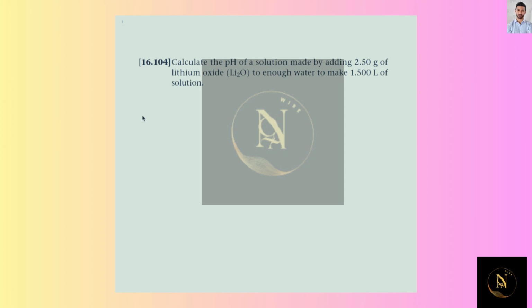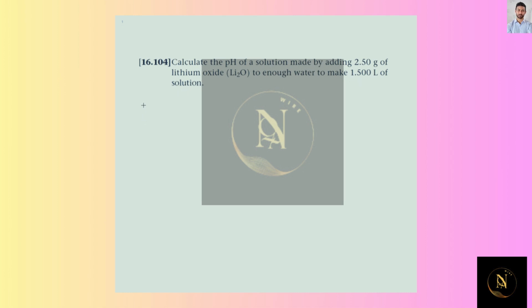Chapter 16, Problem 104: calculating the pH of a solution made by adding 2.5 grams of lithium oxide to enough water to make 1.5 liters of the solution. The first thing we have to do is find the molarity of the solution to be able to find the pH. So first we find the molarity of the lithium oxide.